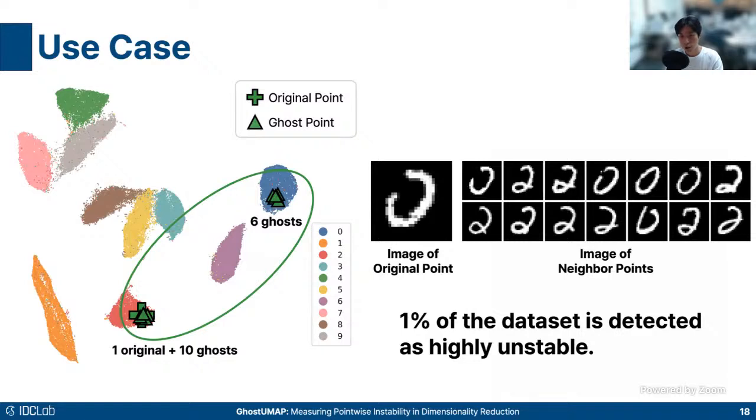To understand why this occurred, we examined the image of the original point, which shows an ambiguous handwritten digit 0. Indeed, each neighbor in the high-dimensional space consisted of classes of digit 0 and 2. These neighbors could diverge the attraction forces and make the projection more sensitive to negative sampling. Therefore, each point position may result from randomness and should be interpreted with caution.